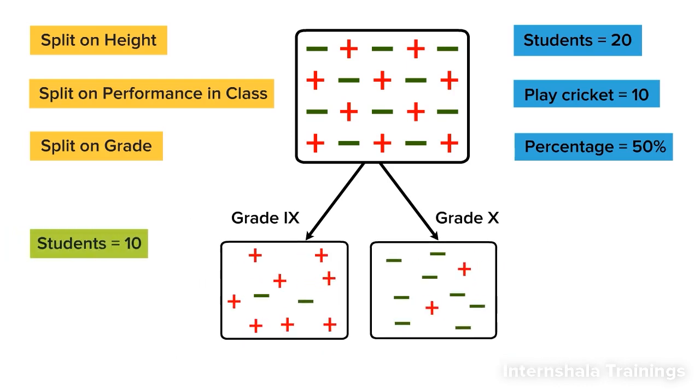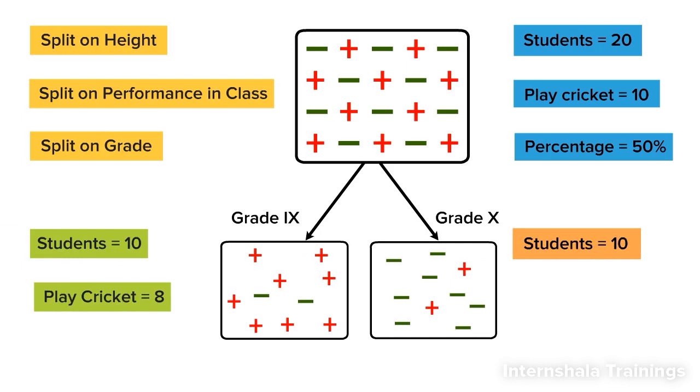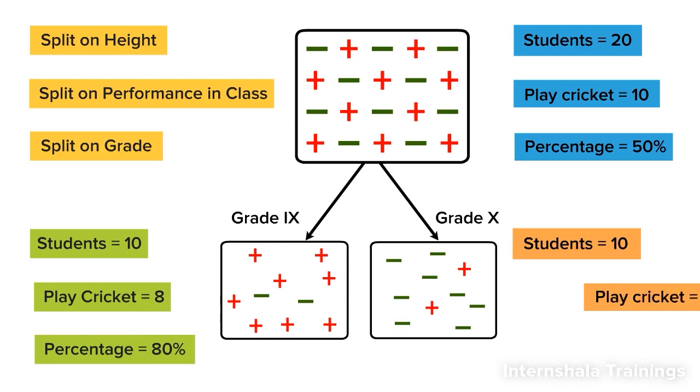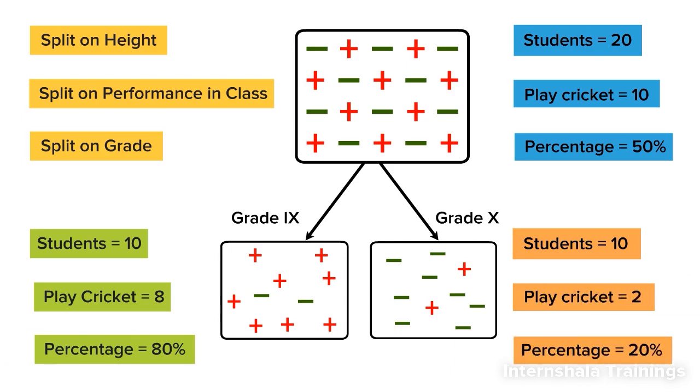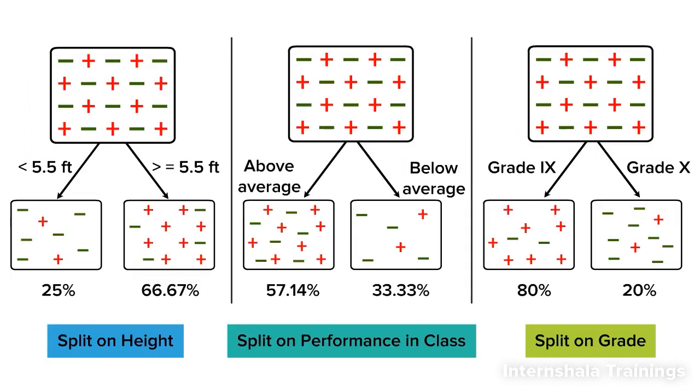So, in our data, we have 10 students from class 9 and 10 from class 10. In class 9, 8 out of 10 students play cricket, which is exactly 80%. Whereas in class 10, 2 out of 10 students play cricket, which is 20%. This is how we can split data based on the features available to us. If you have noticed, we have created 3 different decision trees till now. Every time we split the entire data into 2 subsets based on some conditions or decisions, we get a decision tree.